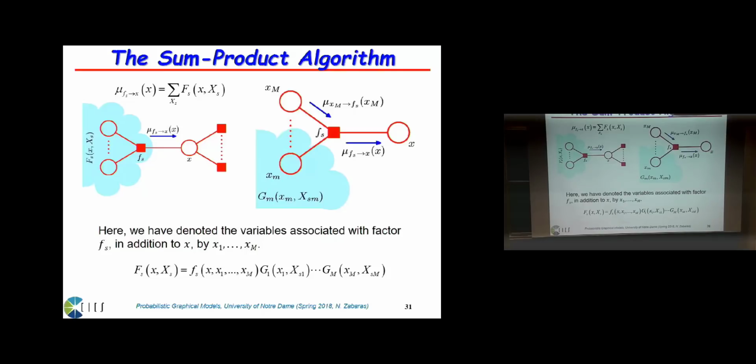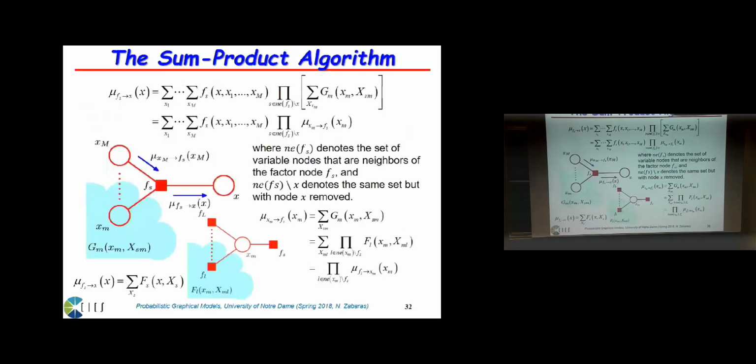Are you getting a headache? No? It's on a tree, and with each subtree, the product of all these functions. So this is a different way of writing it.